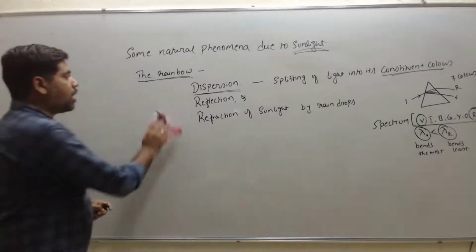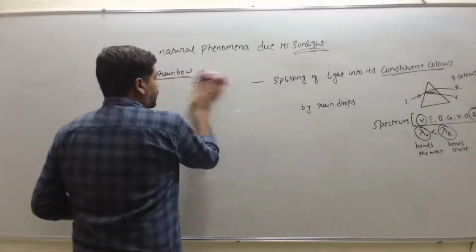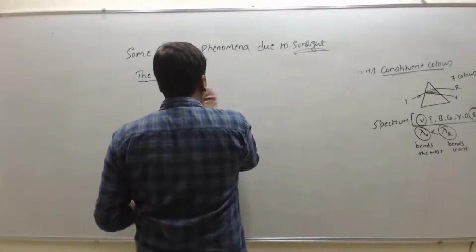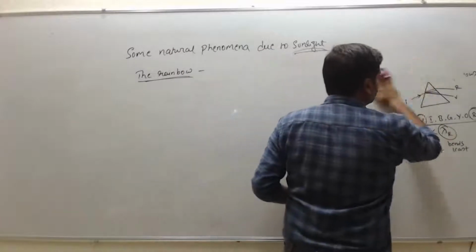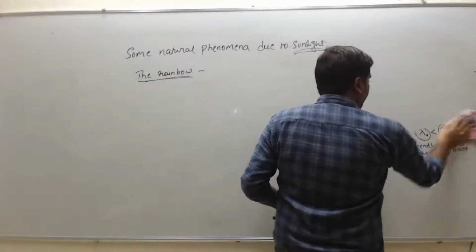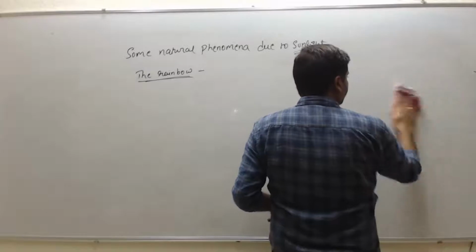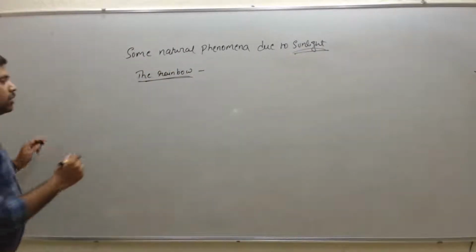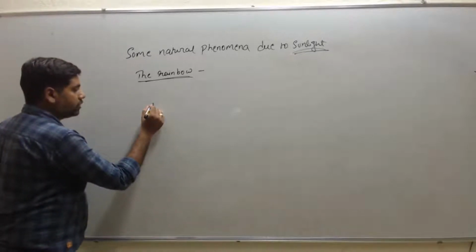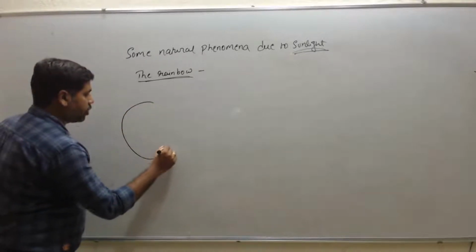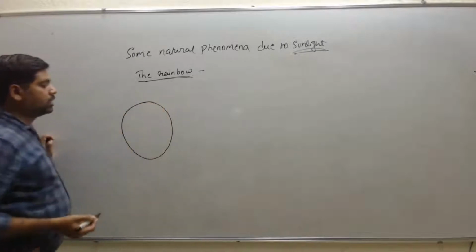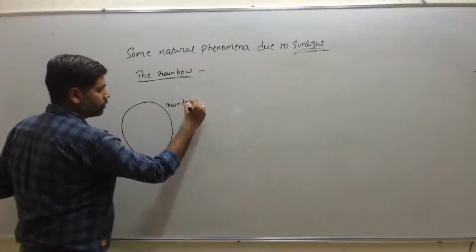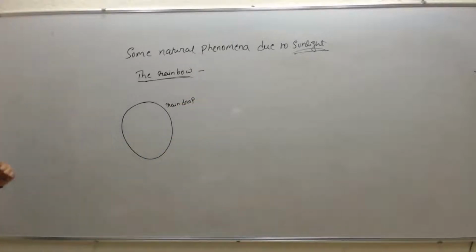Next, we study how the rainbow takes place, step by step. Now we know dispersion, and we already know reflection and refraction. So in the first step, consider one raindrop. It is spherical in shape.